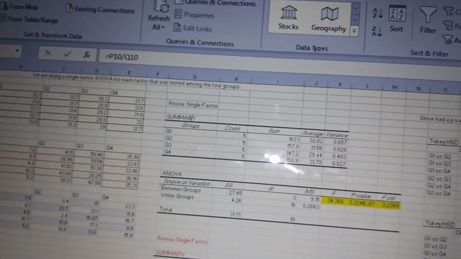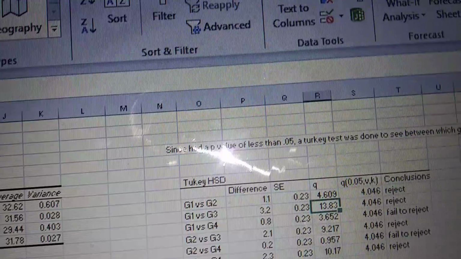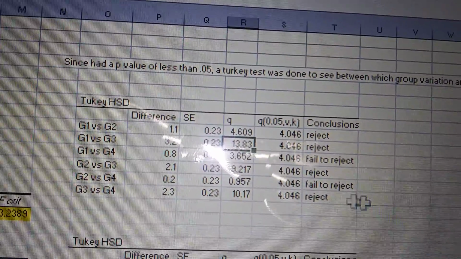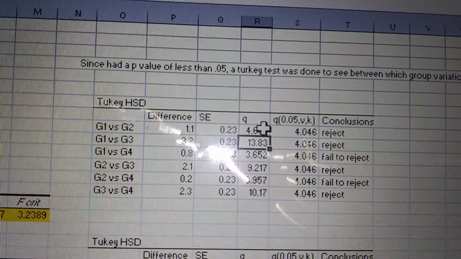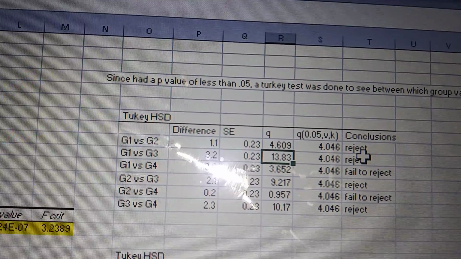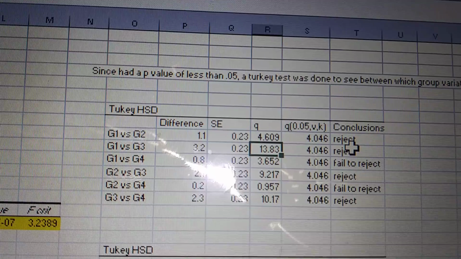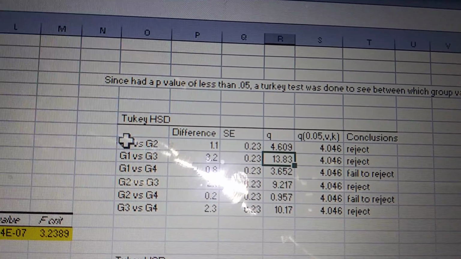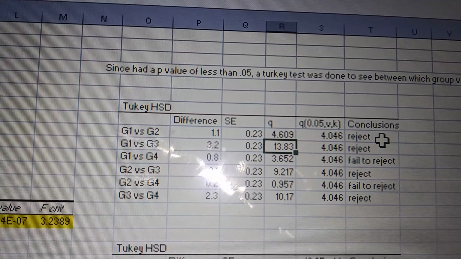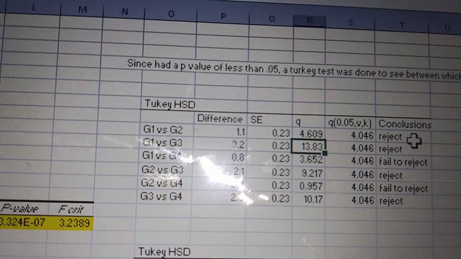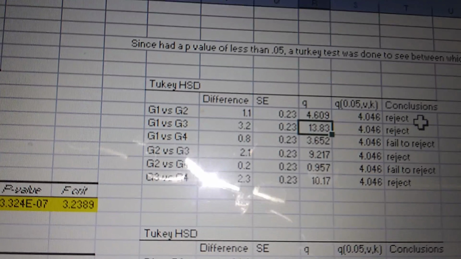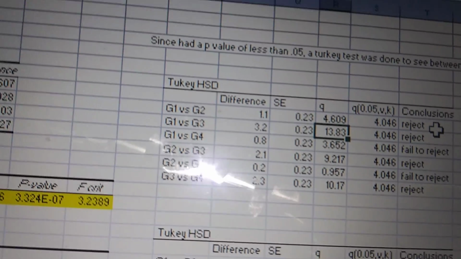Now let's go back over here. And so essentially just do that whole entire thing. And then if this Q number is bigger than Q critical, then you reject the null hypothesis. What is the null hypothesis? The null hypothesis is that there is no difference between these two groups. When I reject that null hypothesis, it means that yes, there's a difference between the soil temperature of group 1 versus group 2.